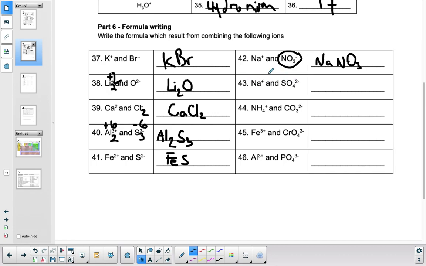43, our charges don't match, so we need to figure out what we're going to do. SO4 has a -2 charge. Na has a +1. So to get there, you can think of it as flip-flopping, so we're going to take the 2 and put it here. The 1, we don't need to do anything. So we would have Na2SO4. So 2 times positive 1 would have a positive 2 charge. Those cancel out.